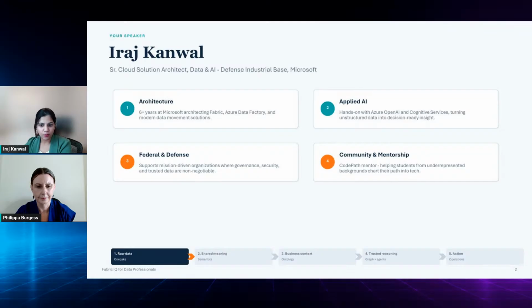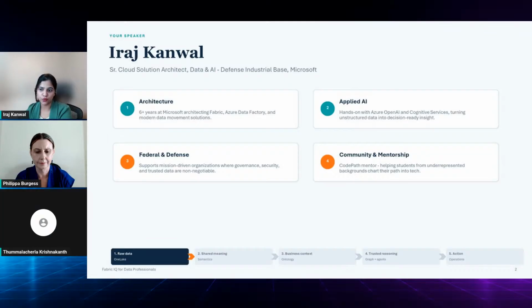A quick bit more about me, so you may know the lens that I'm bringing. I have spent the last several years at Microsoft helping customers architect data platforms, Fabric, Data Factory, data movement, analytics, and increasingly AI-connected data systems. I also work with organizations where governance, security, compliance, and explainability are not optional. In those environments, you cannot just say the AI said so. You need to understand where an AI answer came from, which data was used, and what permissions were applied. So this is exactly why the topic matters.